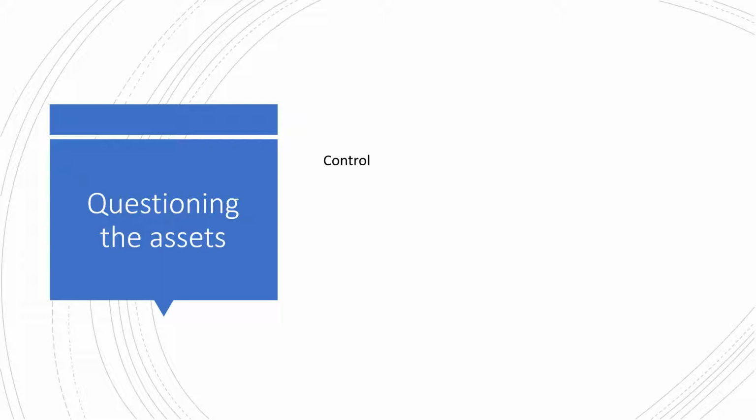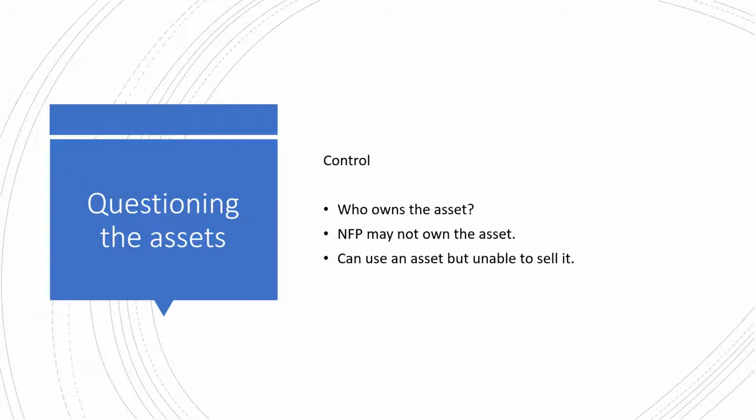When you look at assets in the balance sheet, you should consider the control or the ownership of the asset. Who owns the asset? Does the NFP own it? Can you sell the asset? You may have the use of it, but you may not be able to sell it.